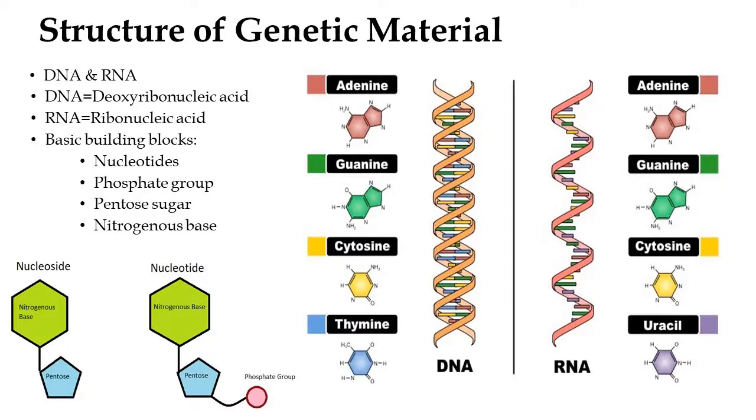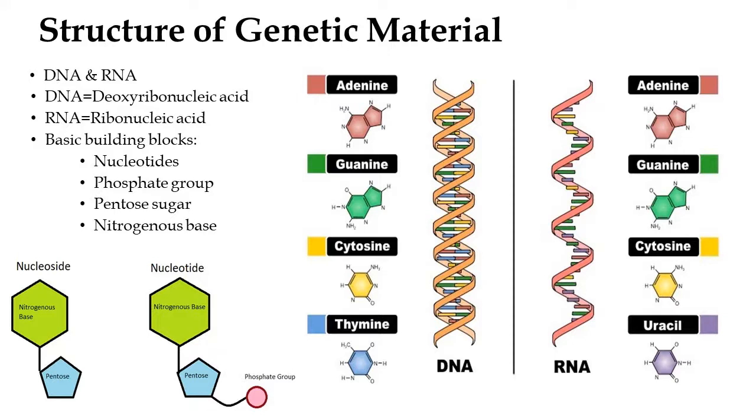Now, going on to the structure of your genetic material, in a bacterial cell you'll be having DNA. DNA is converted into RNA. So we'll first talk about the DNA structure. Your DNA is your deoxyribonucleic acid. Your RNA is your ribonucleic acid. Your basic building blocks are your nucleotides. You have a phosphate group, a pentose sugar, and a nitrogenous base.